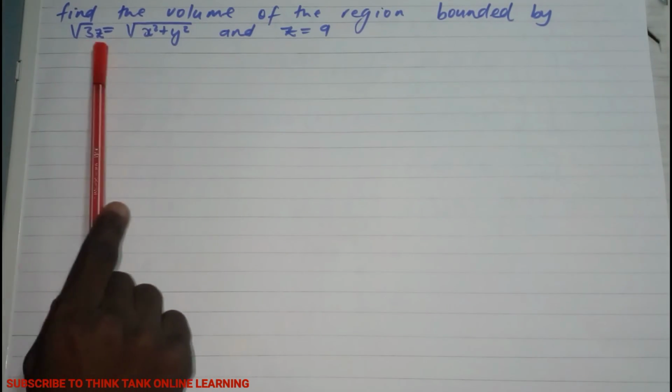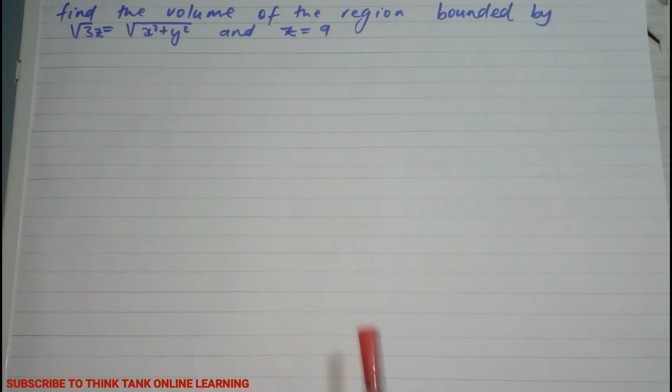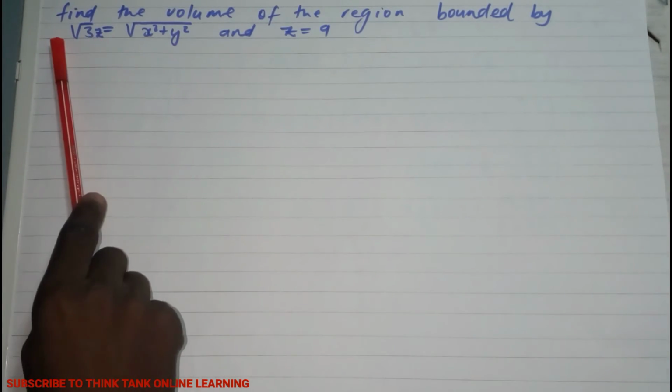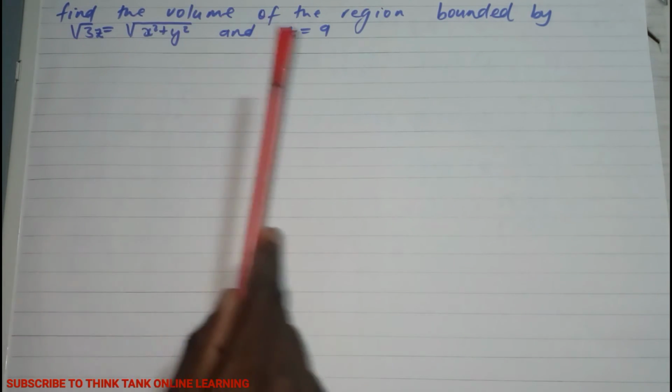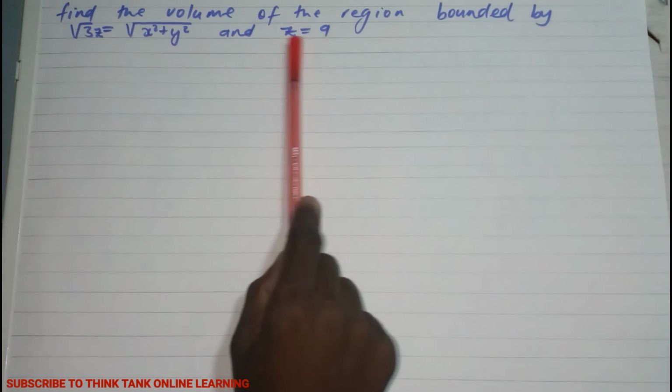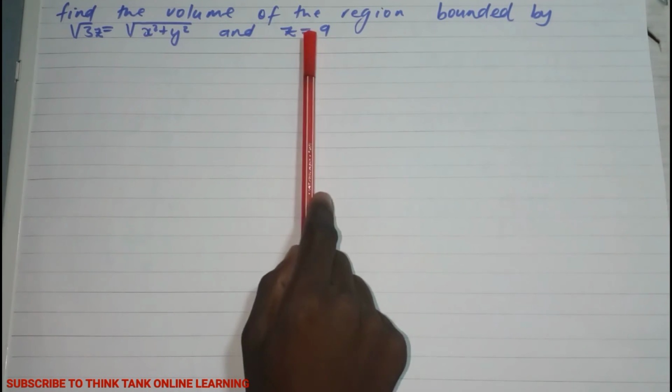Problems like this are given the volume bounded, and you should know that this is the equation of a cone. You have the bounds for z; divide each and every term by root 3, and we're going to have z equals 2, so this becomes the equation of a cone, and we have the upper bound for z equals 9. You can use cylindrical coordinates or spherical coordinates for a problem like this.